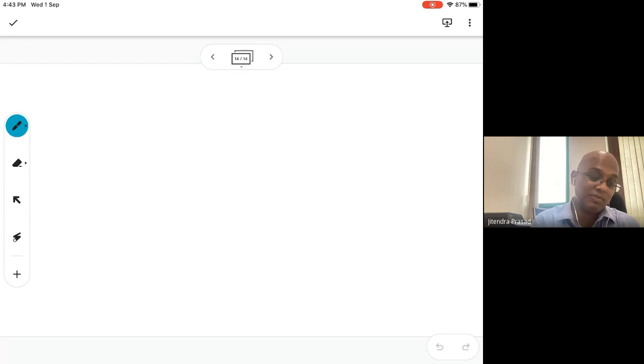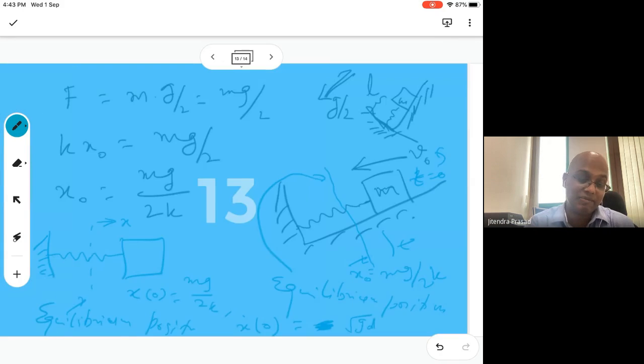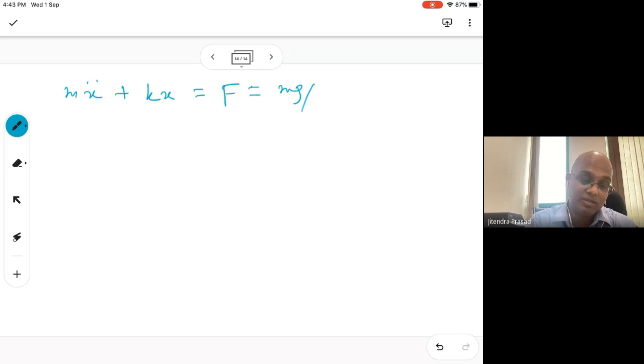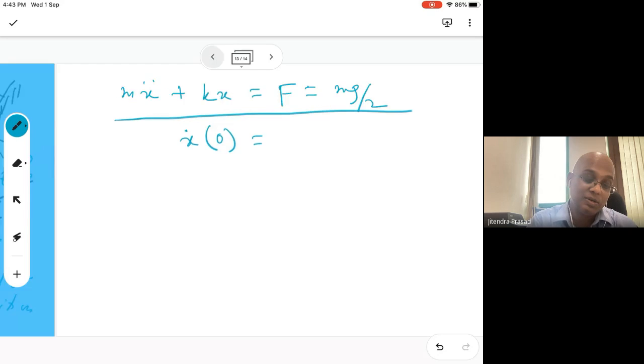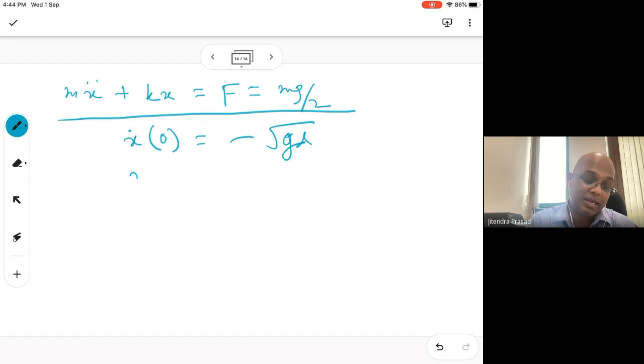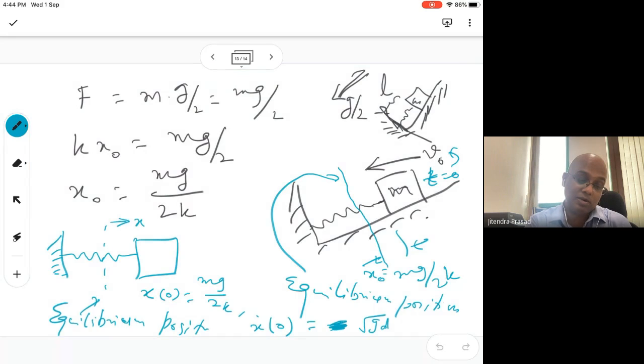We have to solve it. So which equation do we have to solve? We have to solve m x double dot plus kx equal to F, where F is constant. F is being applied throughout, so the F remains. This is the F applied here, and this F is equal to mg over 2. This is our equation, subject to x dot 0 equal to the velocity, which is minus root gd, and x0 equal to mg over 2k.